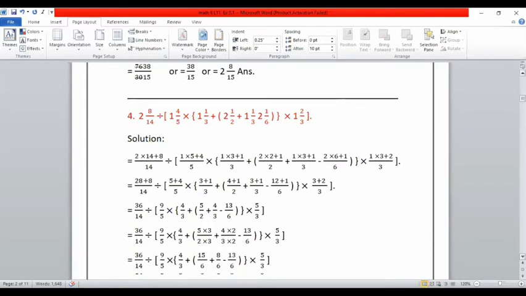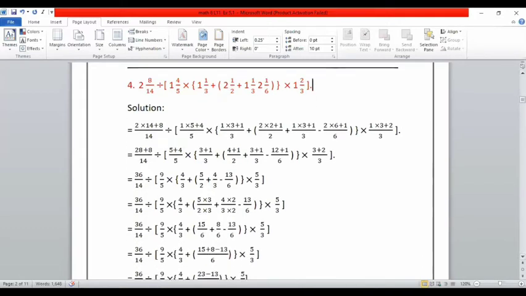Now from this step, we have to discuss the brackets. How we have to remove the bracket. First of all, I will discuss this small bracket. This small bracket has the values in denominator 2, 3, and 6. So the LCM of 2, 3, 6: this 2 can make the 6 three times, 3 can make the 6 two times. So definitely we have the LCM 6.